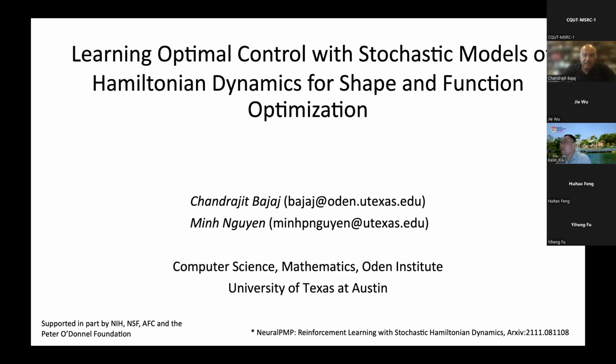So yeah, the title is long. It's Learning Optimal Control. It also talks about stochastic models and Hamiltonian dynamics. And then finally, the connection to geometry, which is shape and function optimization. So I will try to lead you through this.